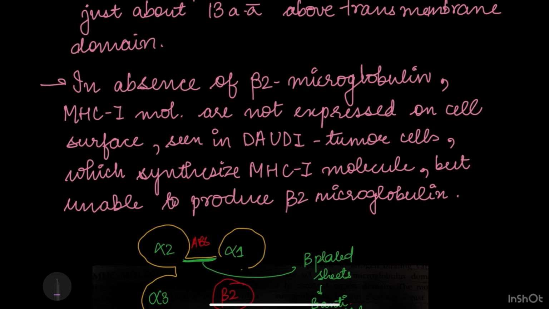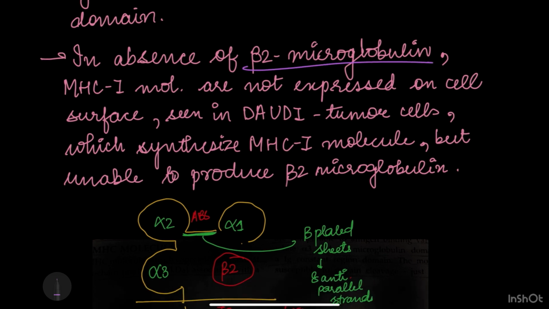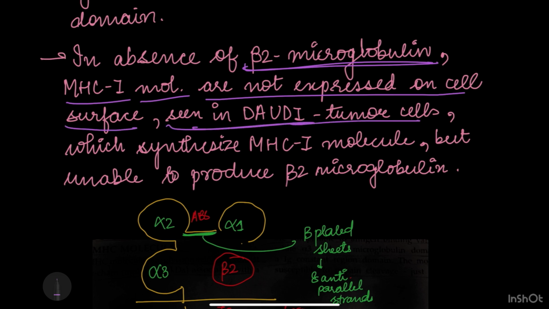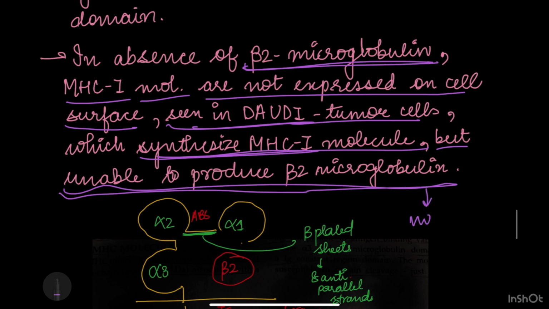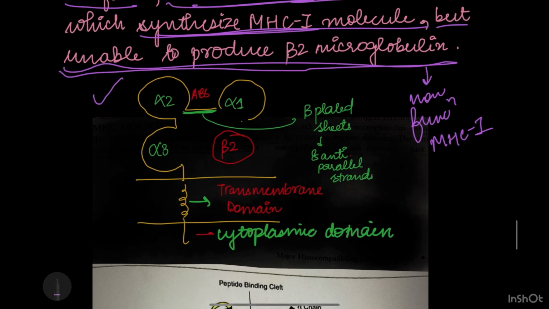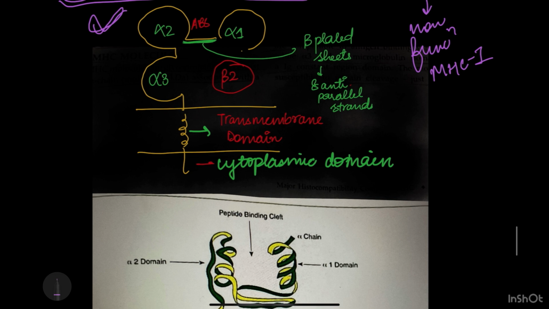In absence of beta 2 microglobulin, I told you this point is very important. Now see how. In absence of beta 2 microglobulin, MHC1 molecules are not expressed on the cell surface, as seen in Daudi tumor cells, which synthesize MHC1 molecule but are unable to produce beta 2 microglobulin. Hence, it has a non-functional MHC1 molecule, right?